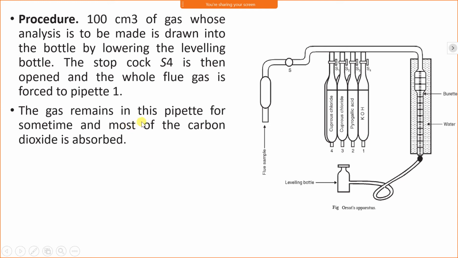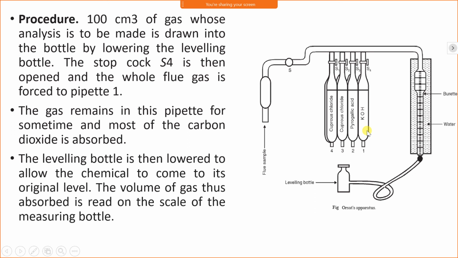The gas remains in this pipette for some time and most of the carbon dioxide is absorbed. The gas remains inside pipette 1, that means inside the KOH, for some time so that all the carbon dioxide can be absorbed by the KOH. This process is repeated 2-3 times to ensure the absorption of all the carbon dioxide gas in pipette 1. The leveling bottle is then lowered to allow the chemical to come to its original level.